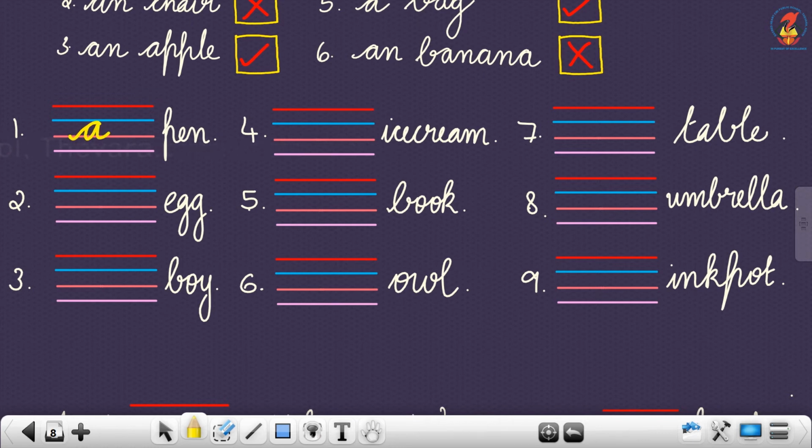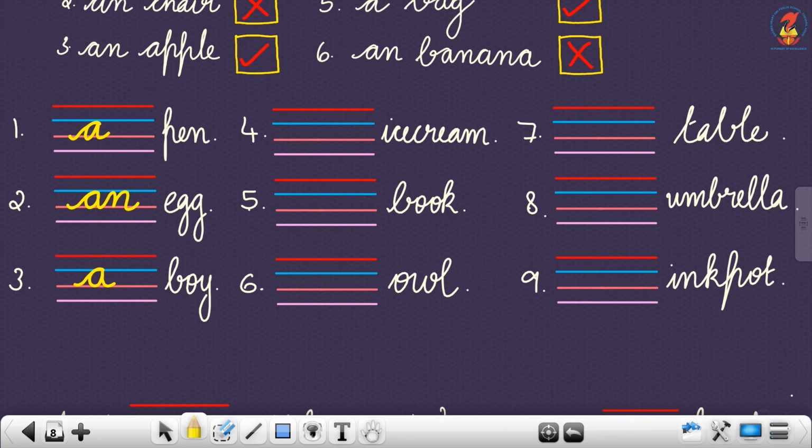A pen. Okay. Next one, dash egg. Is it beginning with a vowel sound or consonant sound? It is beginning with a vowel sound, isn't it? So, which article will come there? Yes, the article an. So, everyone write A-N, an egg. Next, dash boy. B is a consonant. So, which article will come? Yes, article A, a boy.